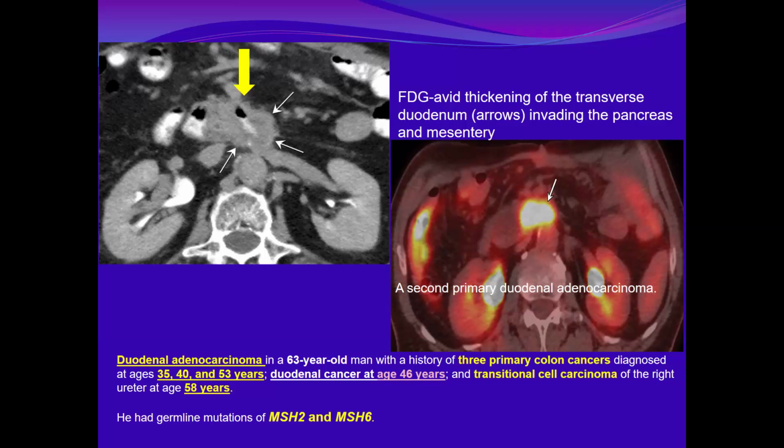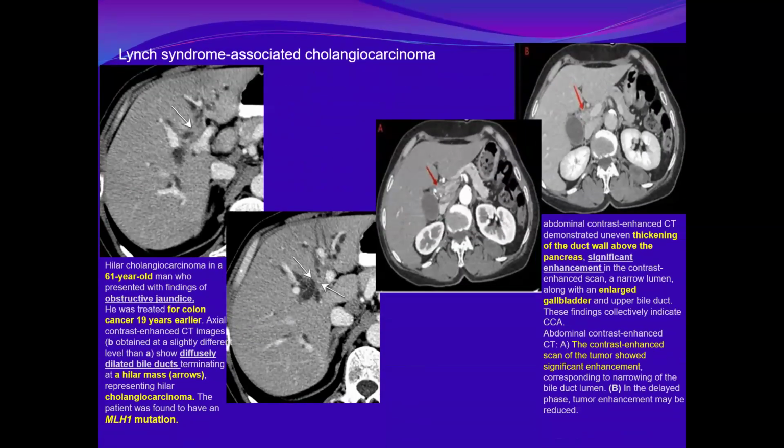And also, at the age of 58, he had transitional cell carcinoma and was found to have mutations of MSH2 and MSH6.